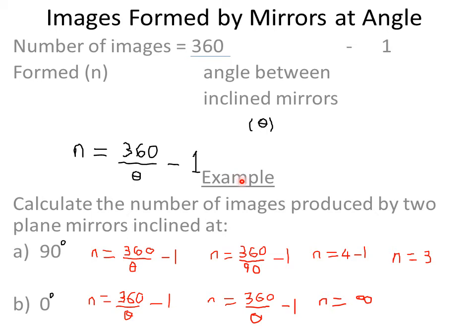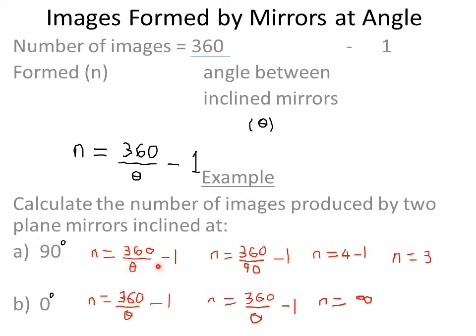So we look at an example which states: calculate the number of images produced by two plane mirrors inclined at 90 degrees. From our formula, n, the number of images formed, equals 360 divided by theta, the angle between the two plane mirrors, then minus 1. Here we simply substitute. If the mirrors are inclined at an angle of 90 degrees, our theta in this case will be 90 degrees, because theta represents the angle of inclination between the two or more mirrors.